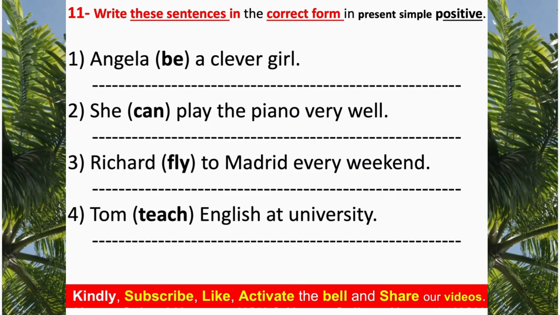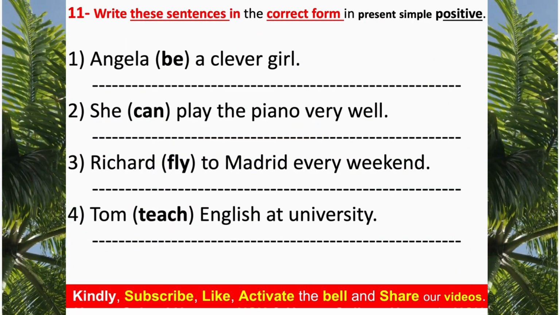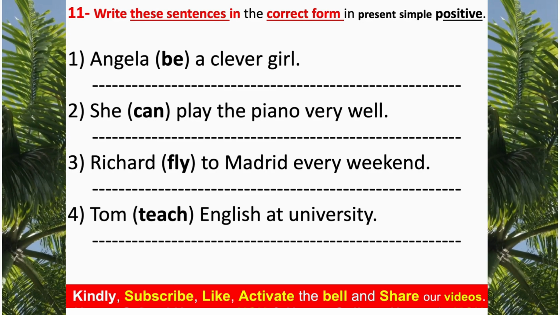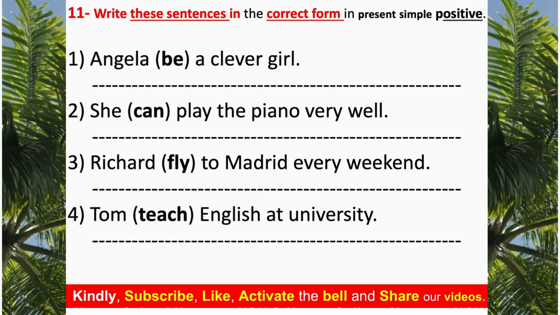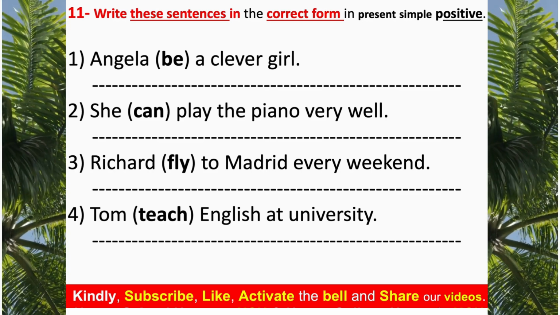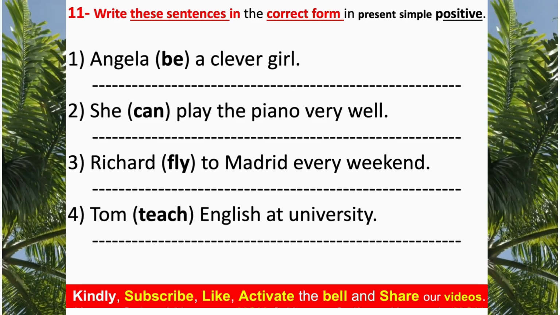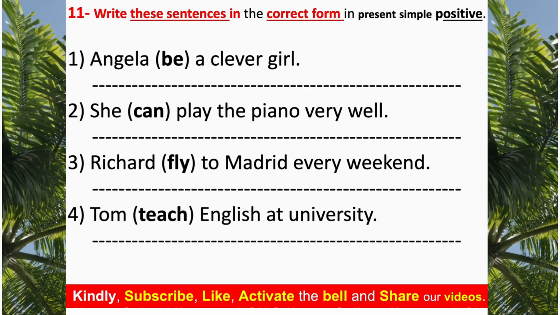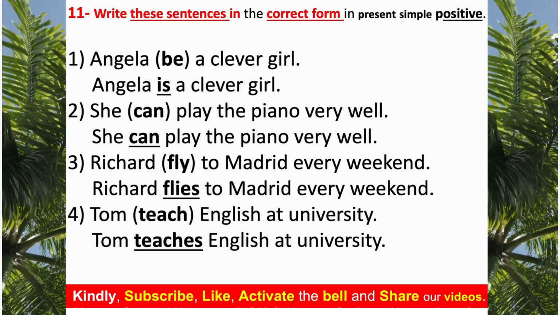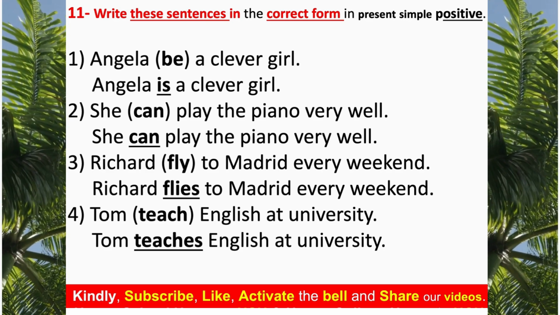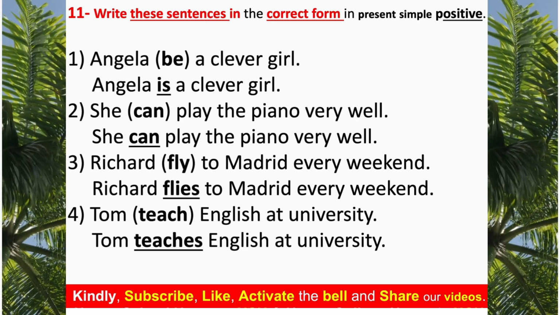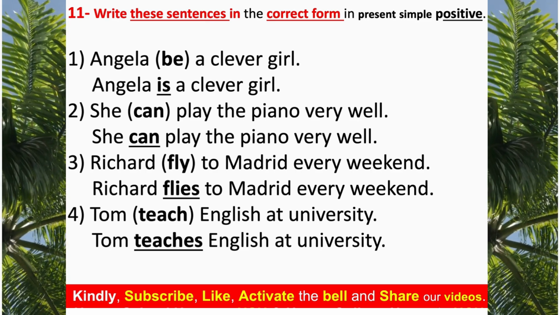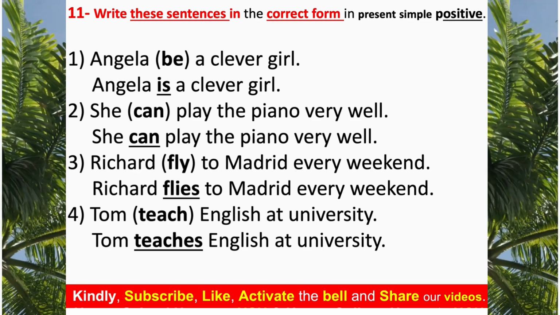In number 11, write these sentences in the correct form. Present simple, positive. Angela, be a clever girl. So verb to be in positive in present simple is am, is, are. Let's see the answer. So Angela, if you write Angela be a clever girl, it's not correct. Angela are a clever girl, it's not correct.